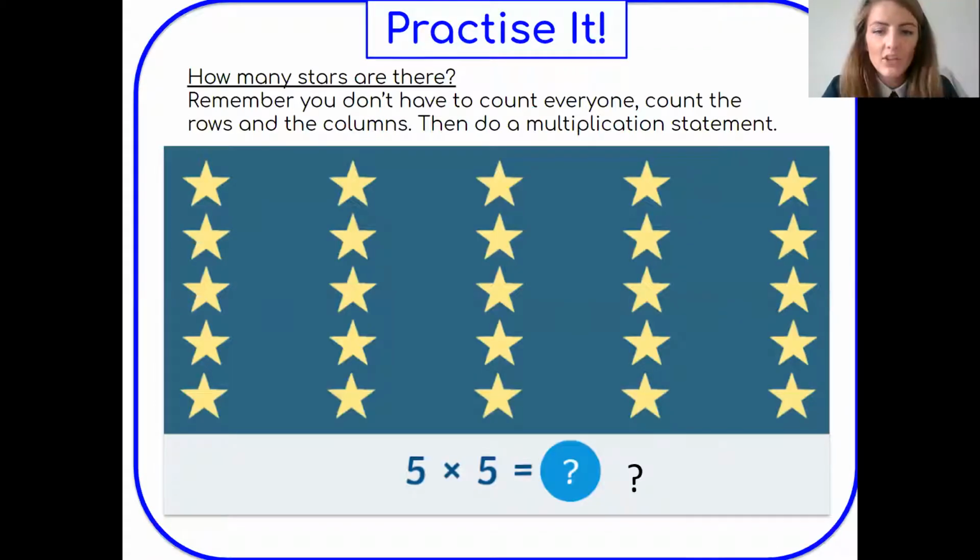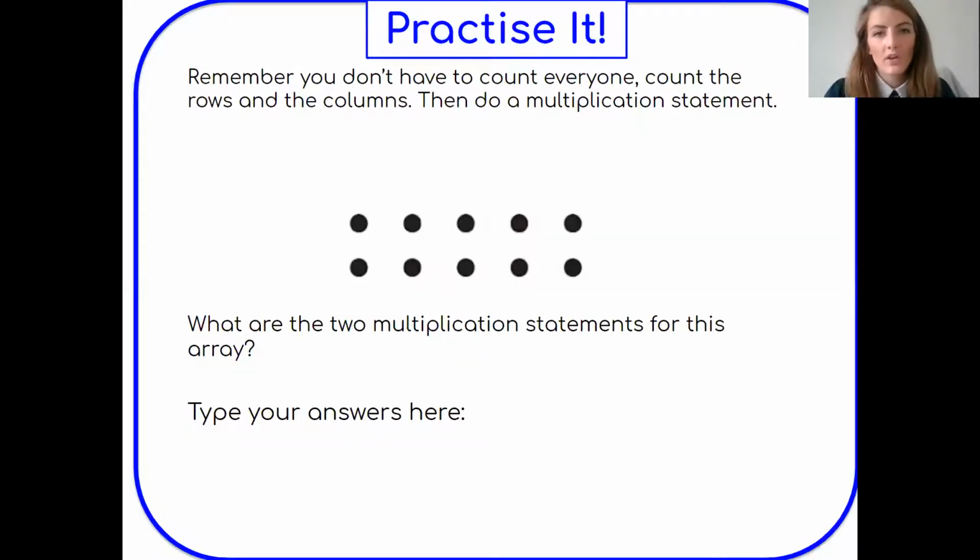So let's have a look at these stars here. What could the multiplication statement be for that? Remember, we don't have to count each star. Let's see how many is in each row. 1, 2, 3, 4, 5. So we've got 5 in each row. How many rows do we have? 1, 2, 3, 4, 5. So let's do the calculation. 5 lots of 5. 5, 10, 15, 20, that's it, 25.